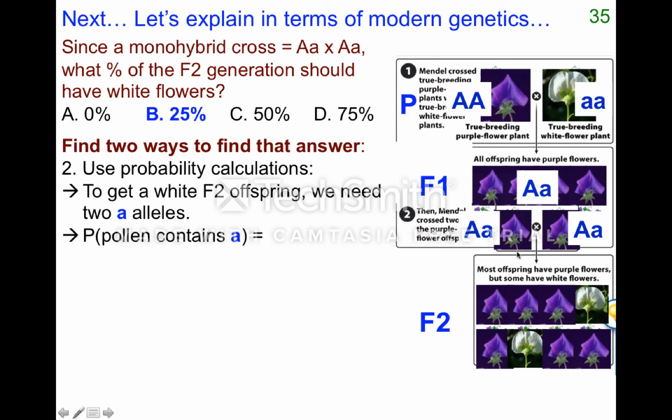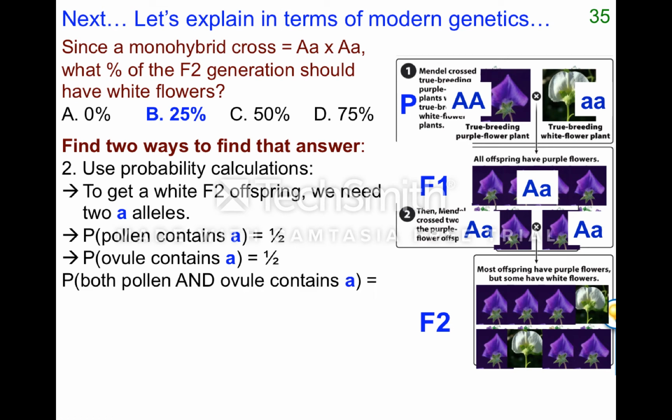The probability that the pollen from this father plant will contain a small a is 1/2. This parent only has big A and small a alleles, so there's a 50-50 chance that this parent will give the small a instead of the big A. Same thing goes for the ovule. There's a 50-50 chance in this parent that the ovule will contain a small a. So that's another 1/2. The probability that you get small a from dad and small a from mom is this multiplied by this. So 1/2 times 1/2, which gives us 1/4, which is 0.25 or 25%.